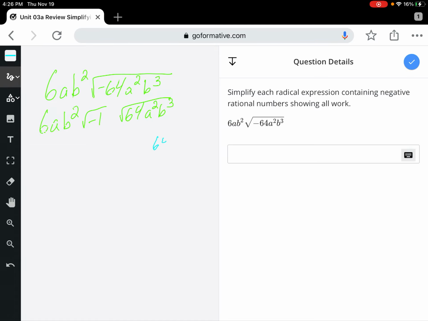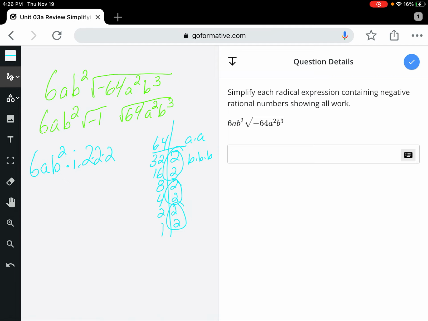And do my simplification over here. So I have 64 divided by 2 is 32, and you guys can go straight to it. You know it's going to be 8 divided by 2 is 16, divided by 2 is 8, divided by 2 is 4, divided by 2 is 2, divided by 2 is 1. I have 2 a's and 3 b's. Okay, so on the outside I have a 6, an a b squared, and I have 1, 2 2's, 3 2's. I'm going to have an a b, and underneath the square root, the only thing that's left is a b.